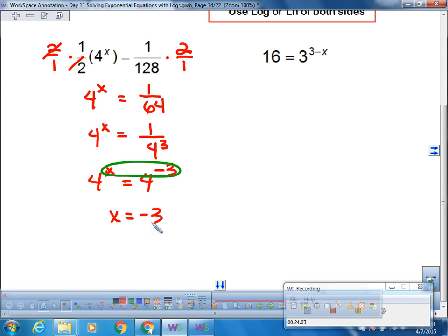Whenever you do a log and you get a whole answer, you're going to go, oh man, I could just use exponents for this one. I didn't use the log.